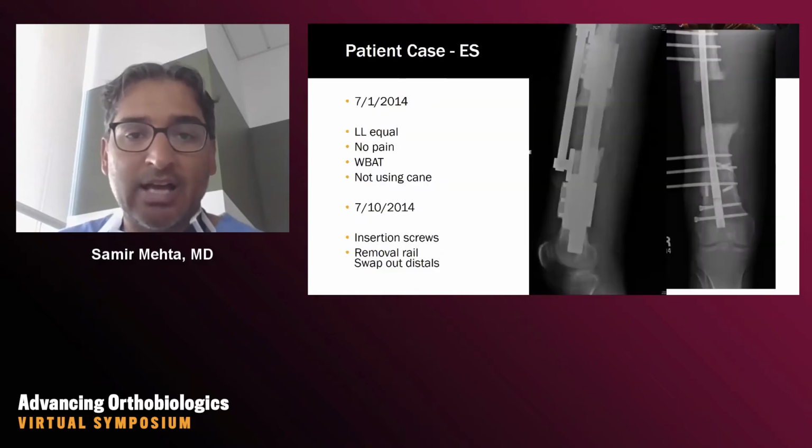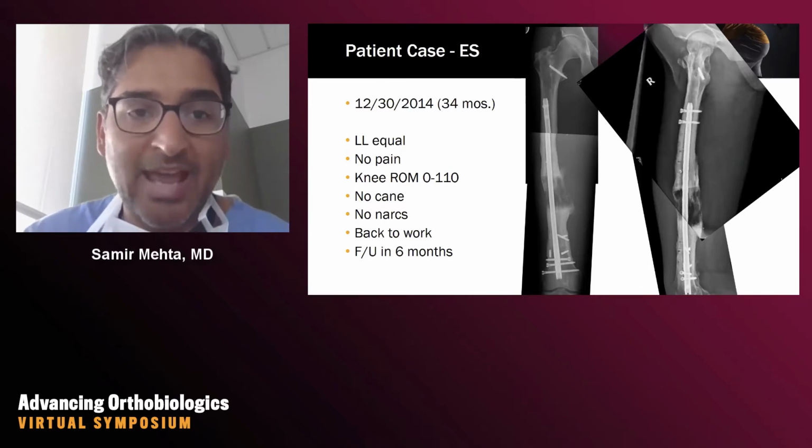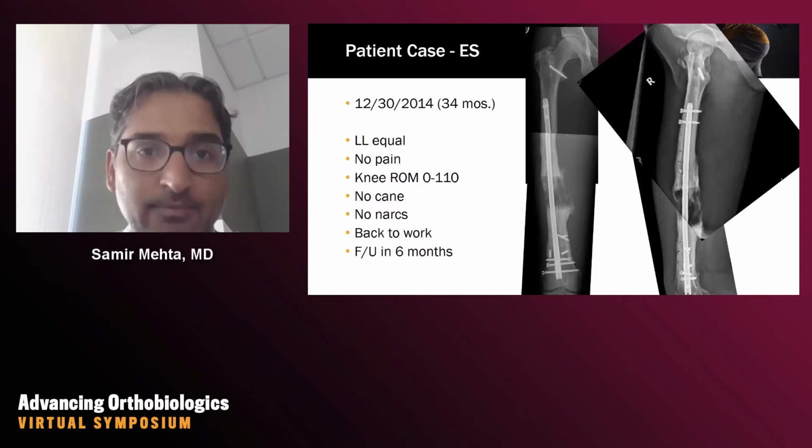I lengthen him over time. I finally get him out to length. You can see the bone formation that's happening with the ultrasound and the new rod. And ultimately, at 6 months after this surgery, 34 months after I saw him, I finally get him to heal.